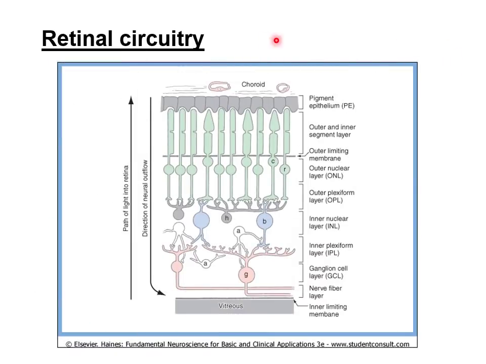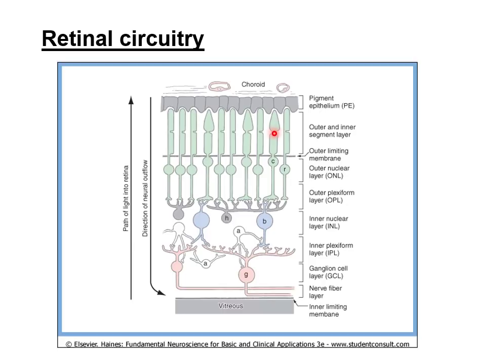We'd like to look at the retinal circuitry. Light travels in from the pupil through the vitreous and hits the retina. When it hits the retina, it activates photoreceptors, and we see both cones and rods. Photoreceptors are connected to bipolar cells that we see right here, and the bipolar cells connect the rods and cones to ganglion cells.